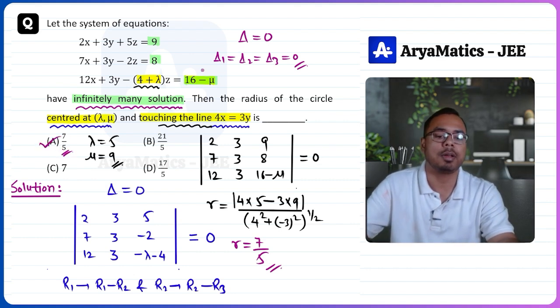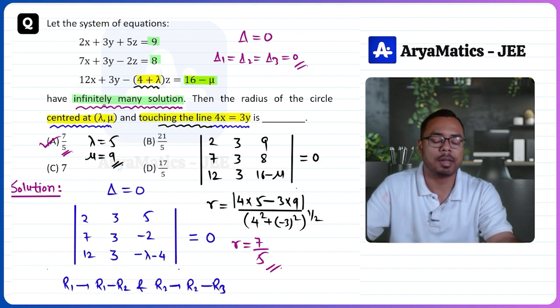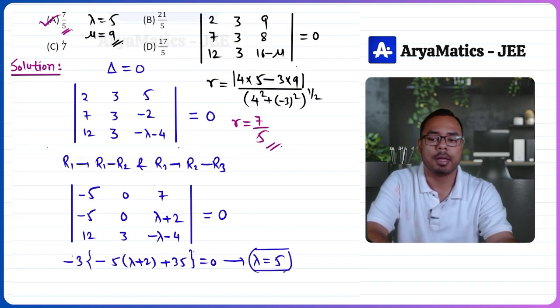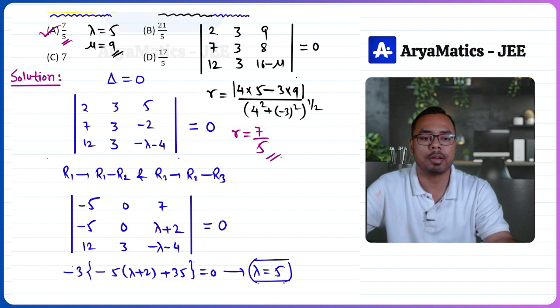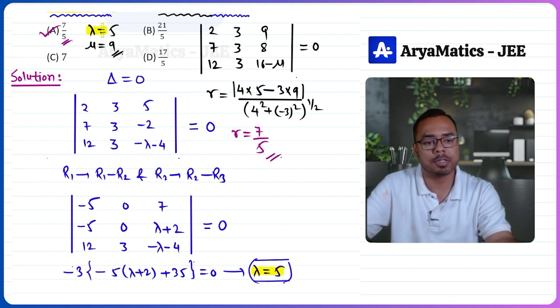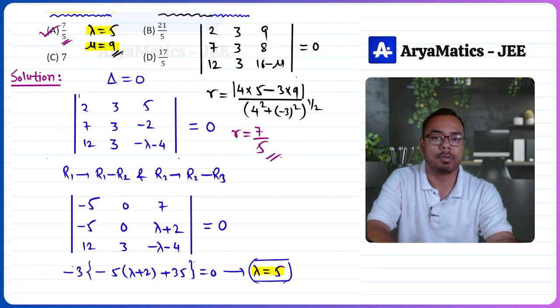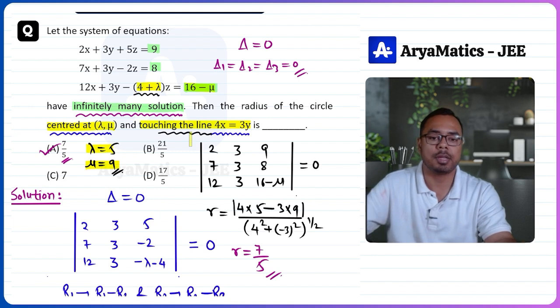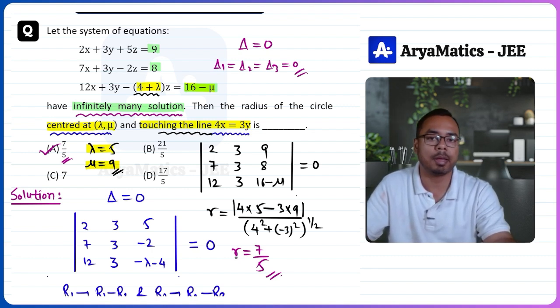Right? This was not a difficult problem. Using the condition for infinitely many solutions, the condition is delta 0, and then delta 1, delta 2 and delta 3, those three are also 0. So from delta equals 0, we got lambda as 5, and then from delta 3 equals 0, we calculated the value of nu. Lambda was 5 and nu will be 9. So therefore the center of the circle will be at (5, 9), and then we need the radius of the circle. That is nothing but the distance of this line 4x minus 3y equals 0 from the point (5, 9). That distance is 7 by 5. So therefore the correct answer for this problem is the first option.